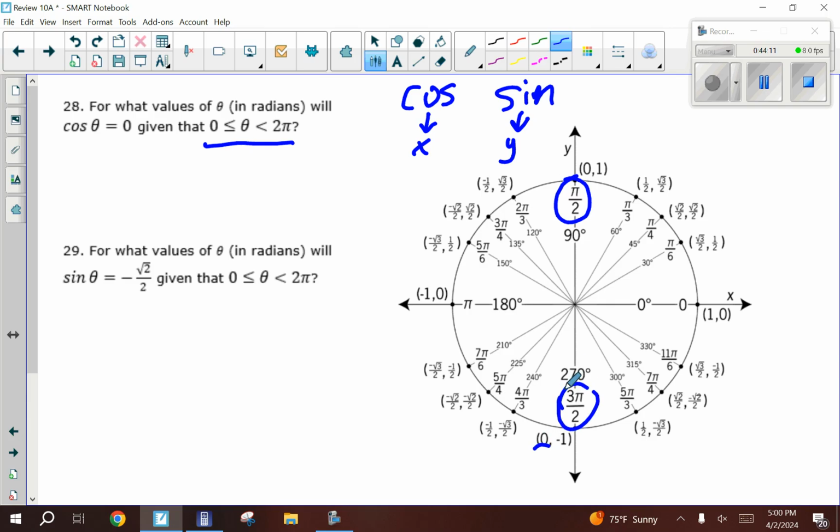And they want it in radians. This means it has to have a pi on it. So our two answers, the locations, are at pi halves and also at 3 pi halves. I'll show that to you again because I know that was a little confusing.